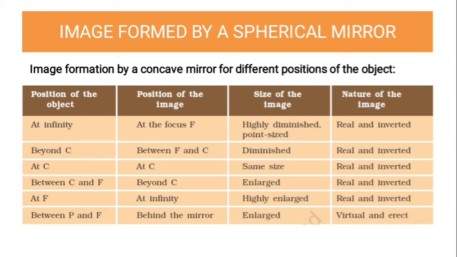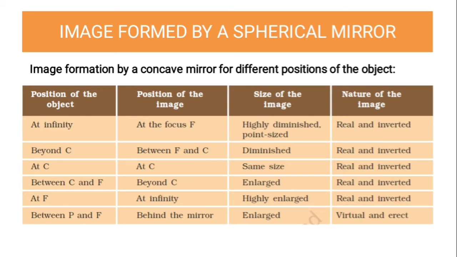Now you are going to bring the object even more closer. Now we will place it between C and F, that is center of curvature and focus. Now you will observe that image will go beyond C. So if you are bringing the object closer to the mirror, the image is shifting away from the mirror. What will be the size of the image? Enlarged. So size of the image is also increasing according to the cases. If you are bringing the object closer and closer, the size of the image is increasing, whereas the position of the image is going away from the mirror. Still, the image is real and inverted.